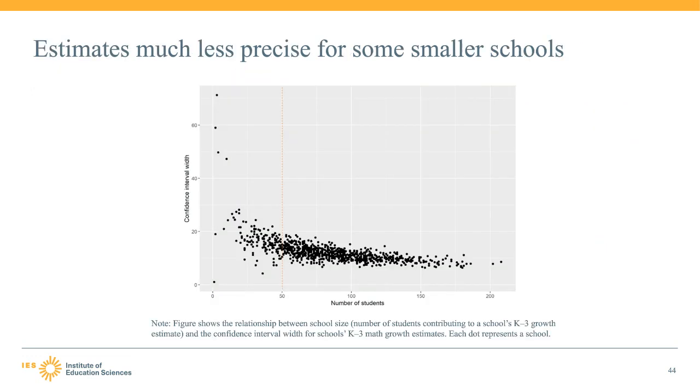Looking at the relationship between the size of schools and the precision of these K-3 SGP estimates, we see that schools that are particularly small can have quite wide confidence intervals. So in this figure, these would be schools to the left of the graph. And there's a wide range of confidence intervals for these schools, but after roughly 50 students within a school, these confidence intervals are always within 20, and after 100, they seem to converge around a confidence interval width of 10 percentile points.